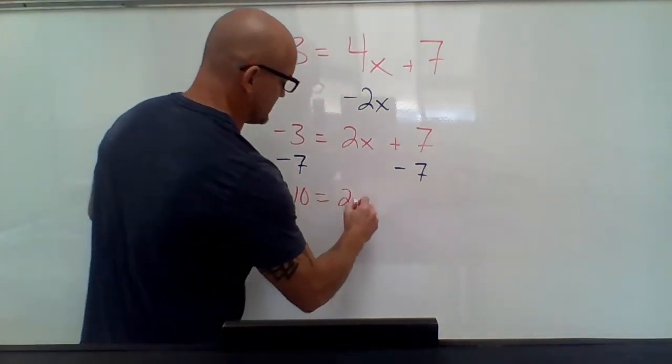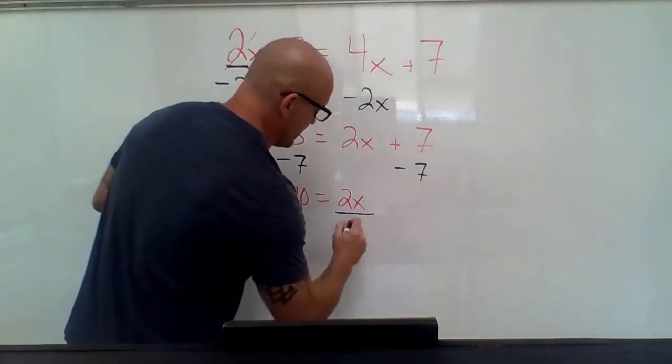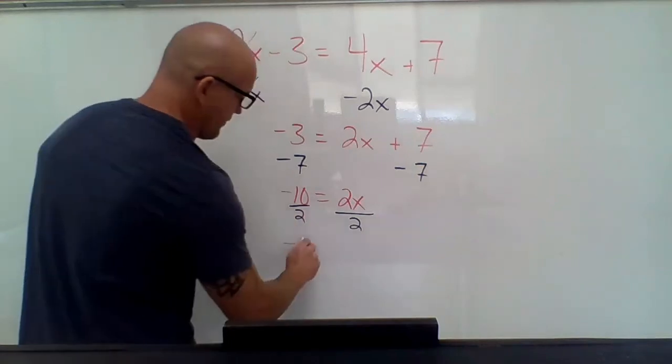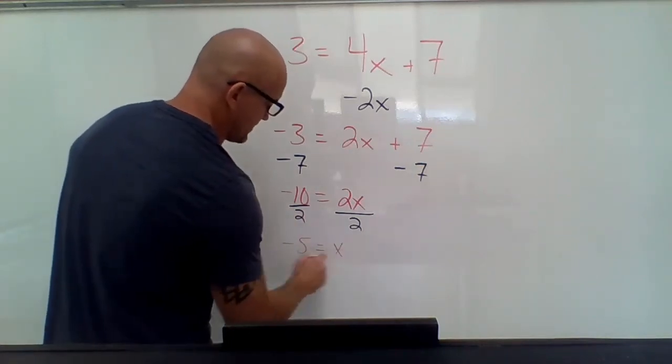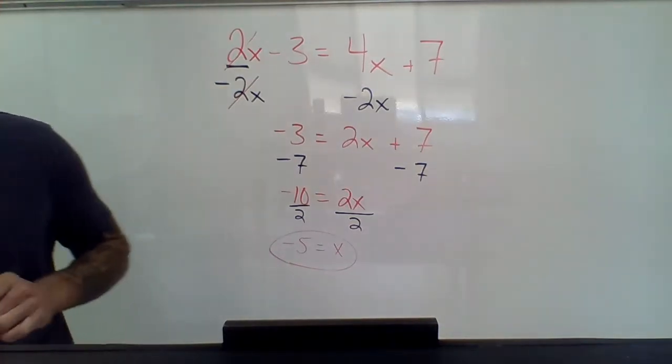That equals 2x. And then, of course, to get rid of that 2 that is attached by multiplication, we will divide by 2, divide by 2. And I'm going to wind up with negative 5 equals x. So I now have a value for x. Now, we're going to go ahead and do the three-step check.